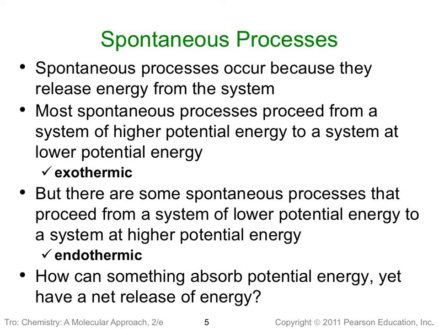So we've got to talk about a spontaneous process, because spontaneous processes occur because they're going to release energy from the system. And most of these proceed from a system of higher potential to a lower potential. That means that there's an exothermic enthalpy coming off, right? But there are some spontaneous processes that do proceed from a system of lower to a system of higher, and those are considered endothermic. So how can something absorb potential energy yet have a net release of energy?